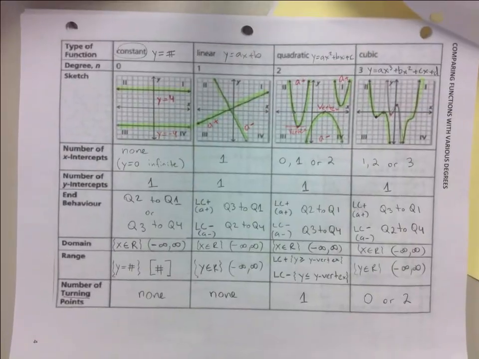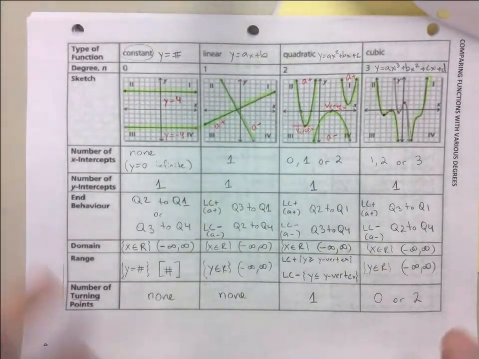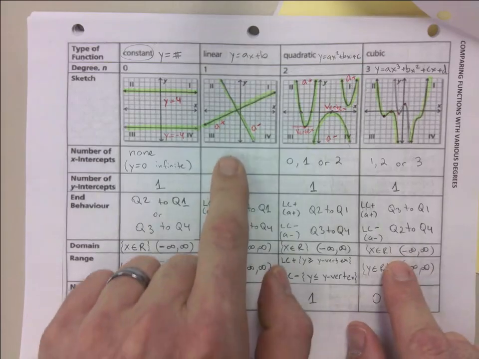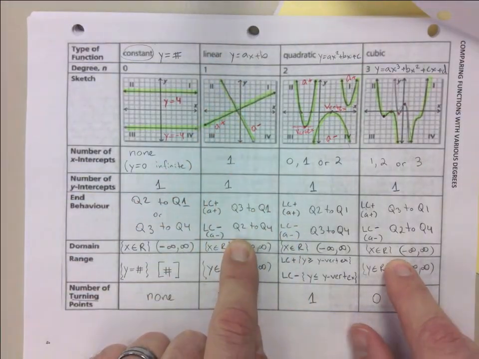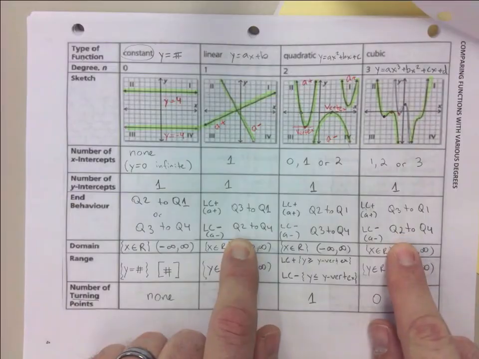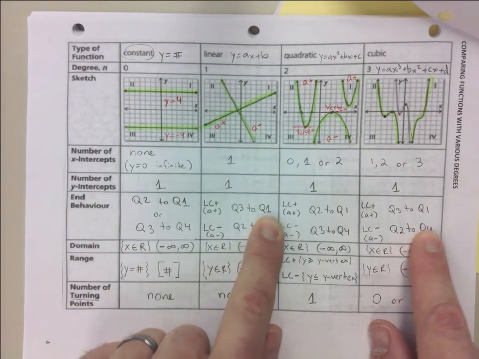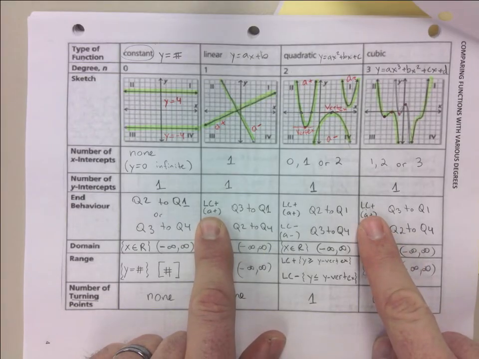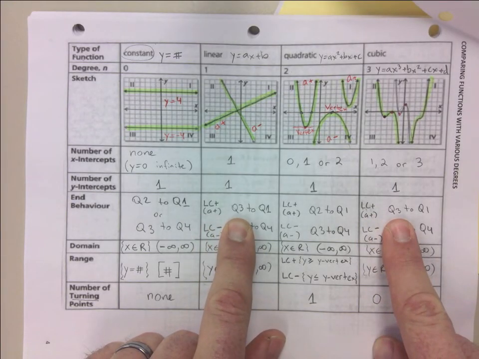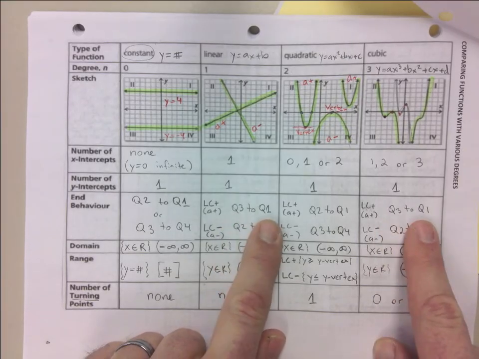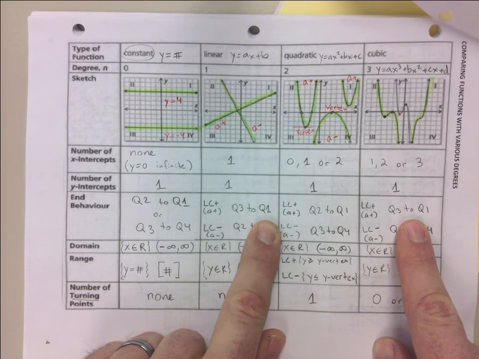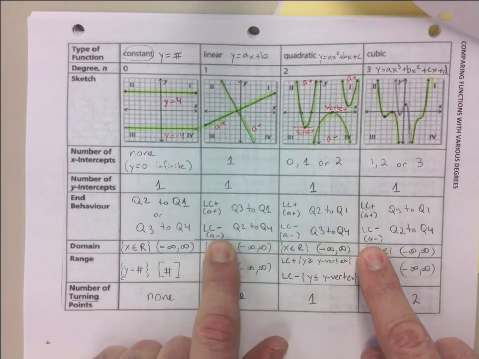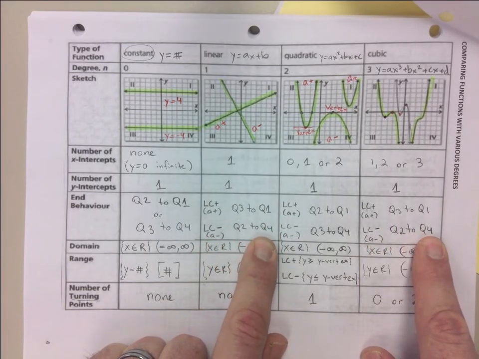There are similarities. Look at the end behavior between the linear, and then look at the end behavior between the cubic. What do you notice? If the leading coefficient is positive, they both go from Q3 to Q1. They behave the exact same way. If the leading coefficient is negative, Q2 to Q4.